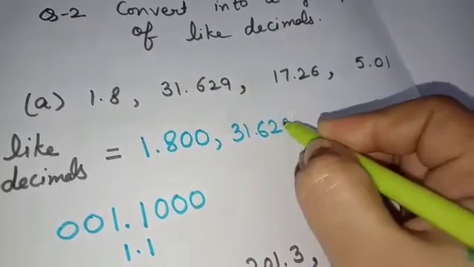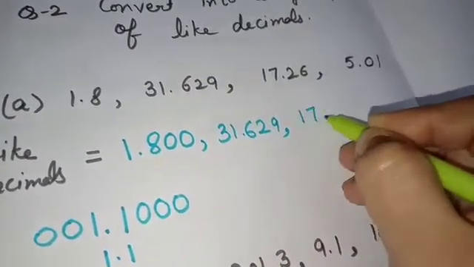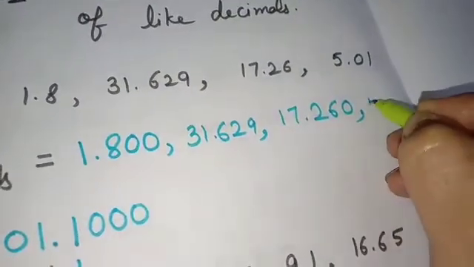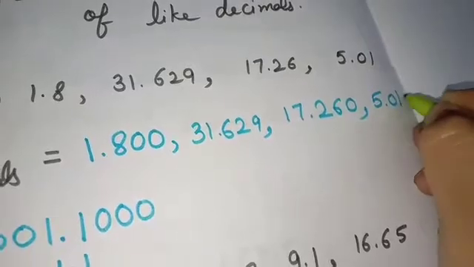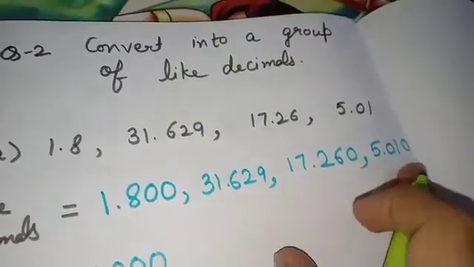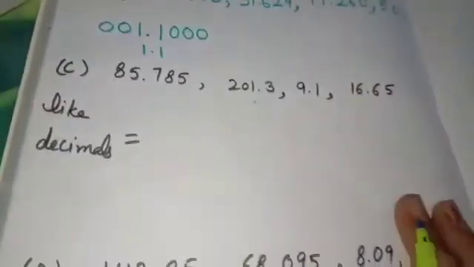31.629 is already with 3 digits. 17.26 is with 2 digits, so add 1 zero. 5.01, with 2 digits it is, add 1 zero. So this is a group of like decimals. Let's discuss one more part.